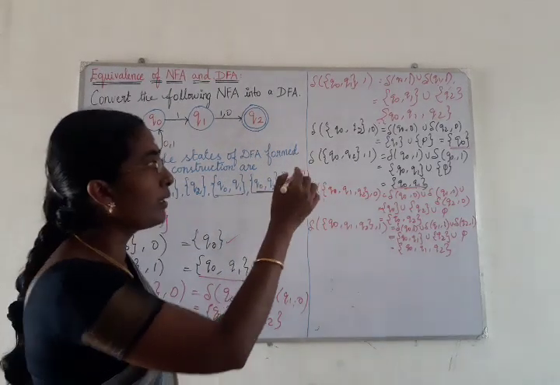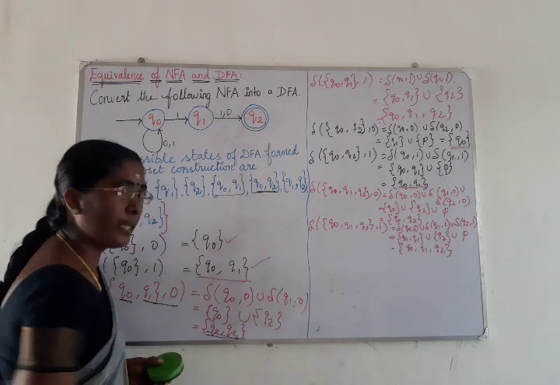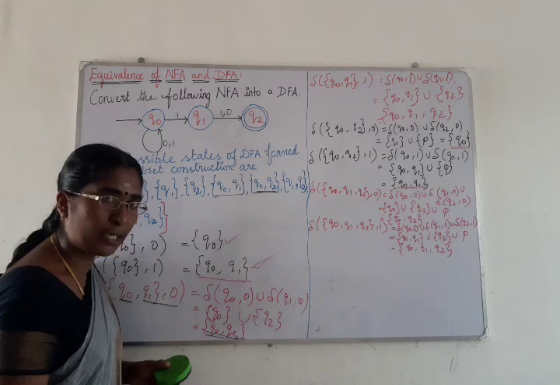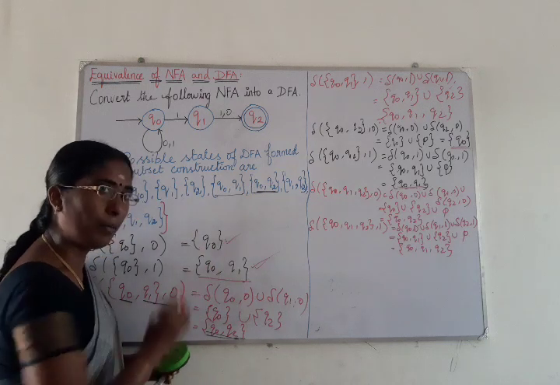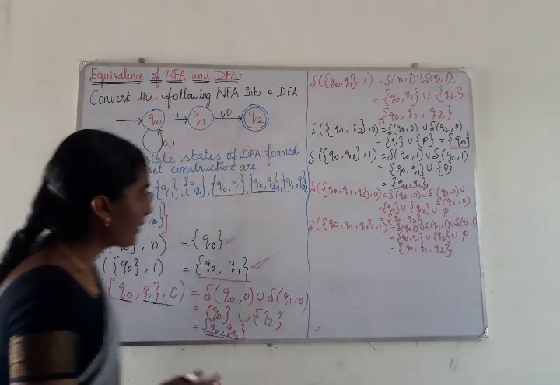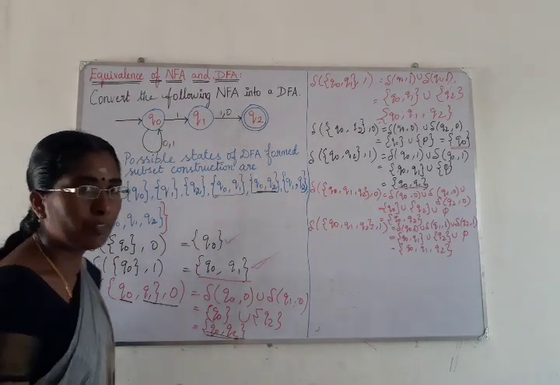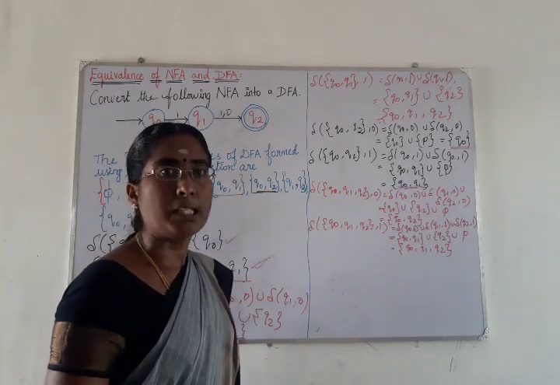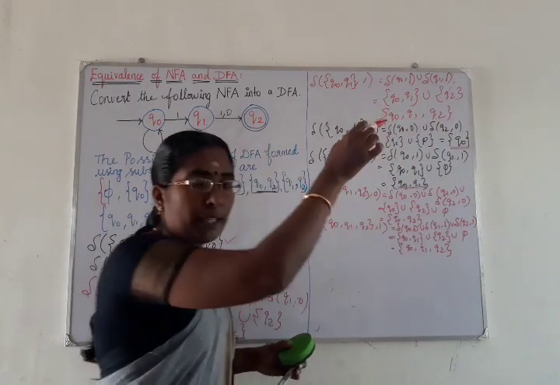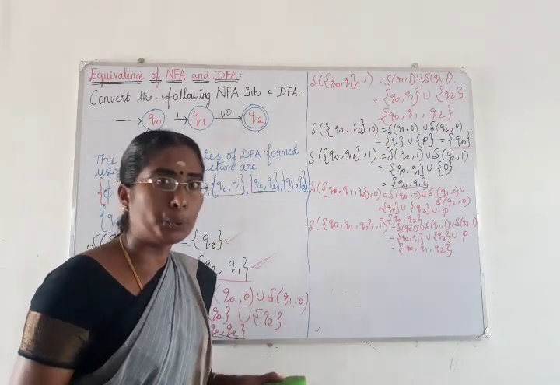Now q0 and q0 q1 are already existing states. q0 is already an existing state. q0 comma q1 is also an existing state. Already we extended the state q0 comma q1. Right? And next, till now we extended the states q0, q0 q1, q0 comma q2. Next the only state we have to extend is q0 comma q1 comma q2. Right? We have to find out the transition for the state q0 comma q1 comma q2.